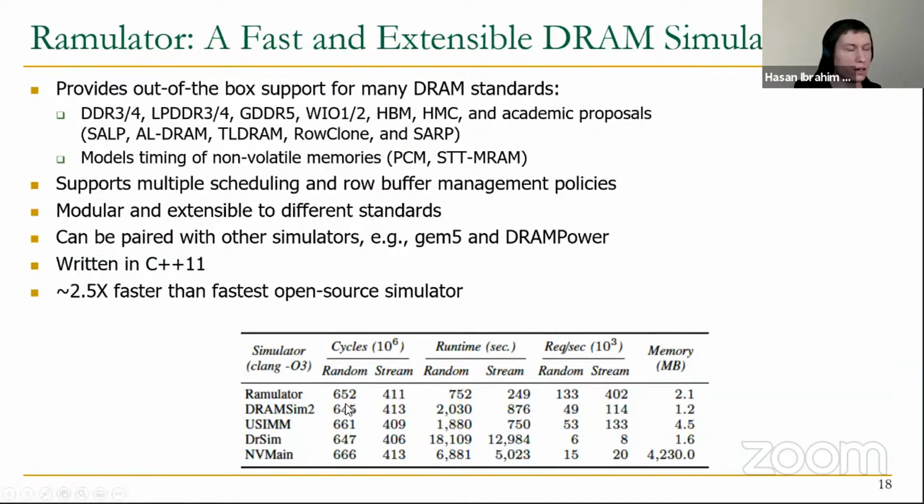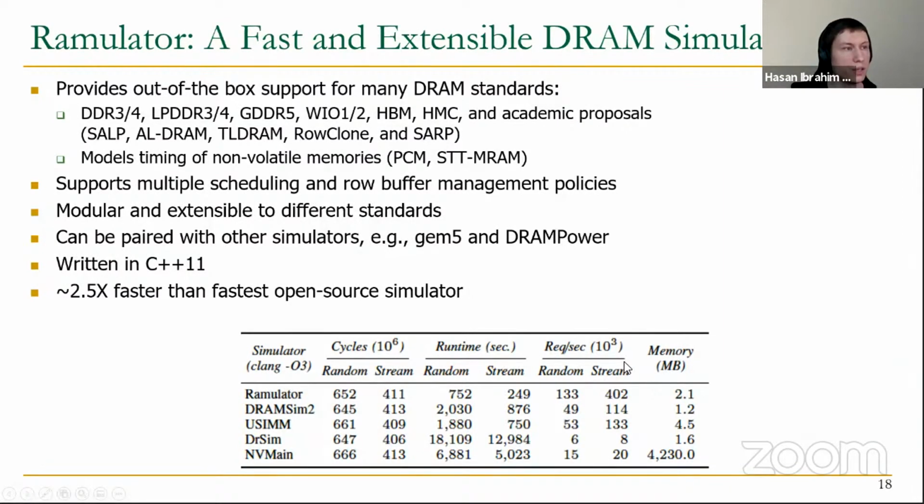approximately the same number of CPU cycles. And this is pretty much what we see. And this runtime is, as I said, the time it takes for the simulation to finish. You can see that it is about 2.5x faster than the fastest available simulator. I forgot to explain what random and stream are. Those are the two workloads that we evaluate here. Random is a workload that performs random accesses to memory, and stream is accessing the memory in a streaming manner, like accessing consecutive addresses.